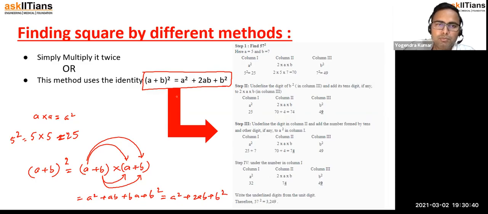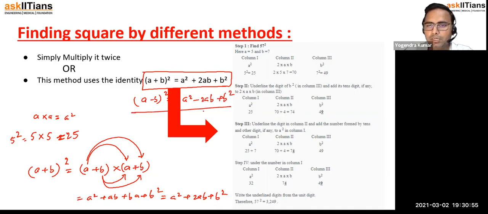Suppose you have a minus here, then only the middle term will come with minus. By doing it the same way you can understand. So (a - b) whole square we will get as a square minus 2ab plus b square. So remember this also. I can do this proof later on also, but I think you can understand this here only. So this is what we are going to learn now.